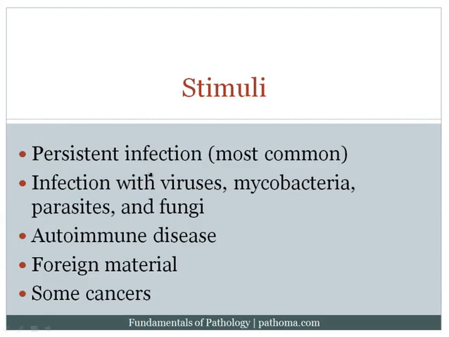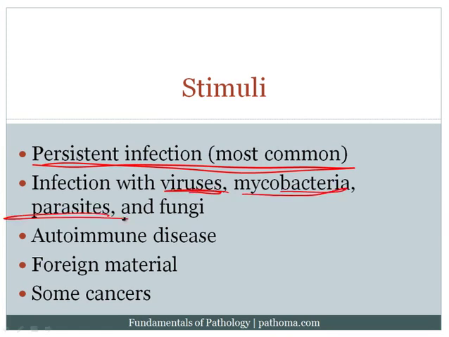Now, chronic inflammation is going to arise in the context of certain stimuli, the same way that acute inflammation arose in the context of certain stimuli. And the most common stimulus for chronic inflammation is persistent infection. This really is the most common stimulus. Other things that can lead to chronic inflammation include viruses, mycobacteria, parasites, and fungi. These all require chronic inflammation in order to be resolved.